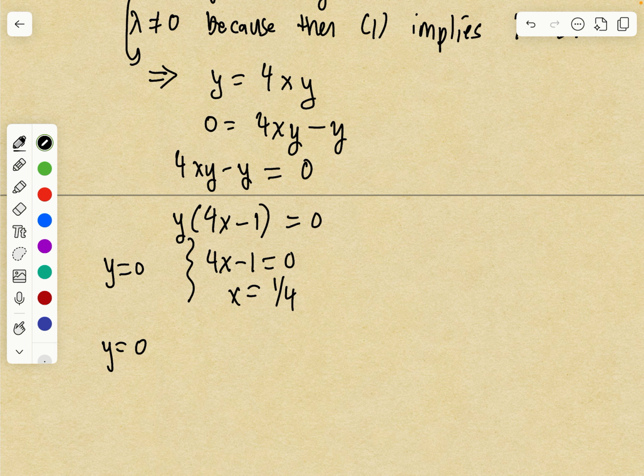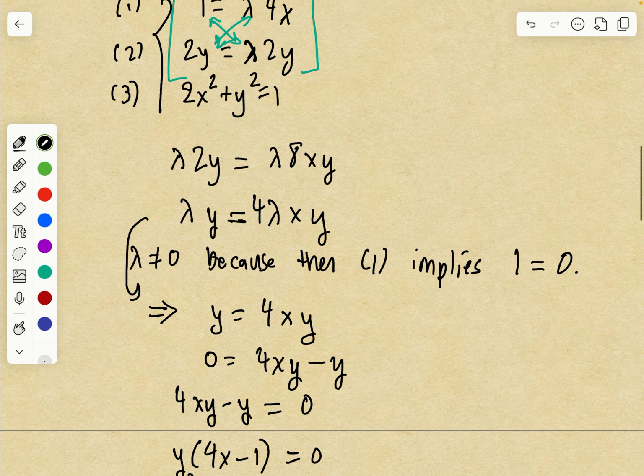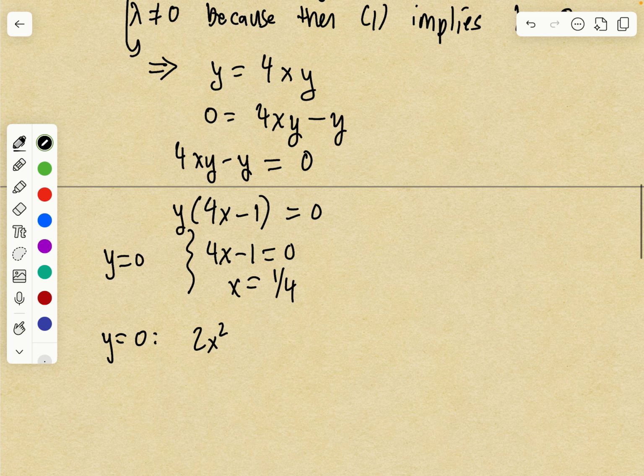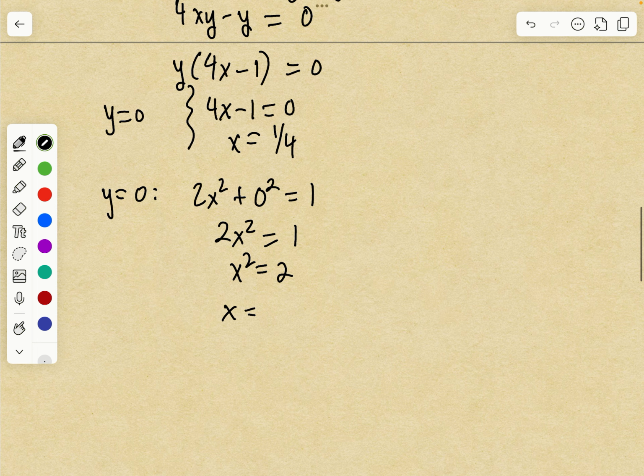So when y is 0, now you have to plug it into the third equation. You get 2x squared plus 0 squared is 1. That means that 2x squared is 1, x squared is 1/2. And remember, you actually get two values of x here. You get plus or minus 1 over the square root of 2.